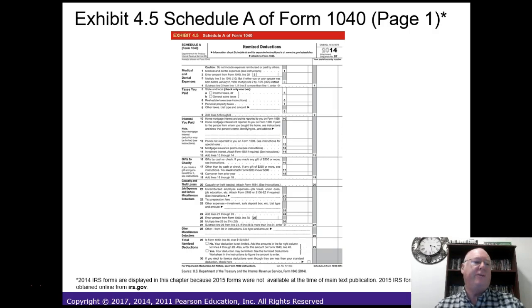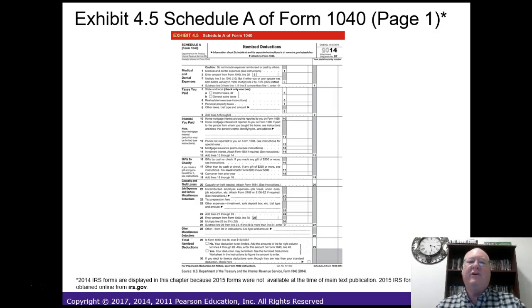Also, interest that you paid. This is interest that's paid on borrowed money, primarily your interest on your mortgage, but there are also some other kinds of interest that you can deduct from that. Then your charitable contributions or gifts to charity. Again, these things have certain limitations on them, but any gifts that you give in cash, which is the best kind, or by check because you have a trail of it.